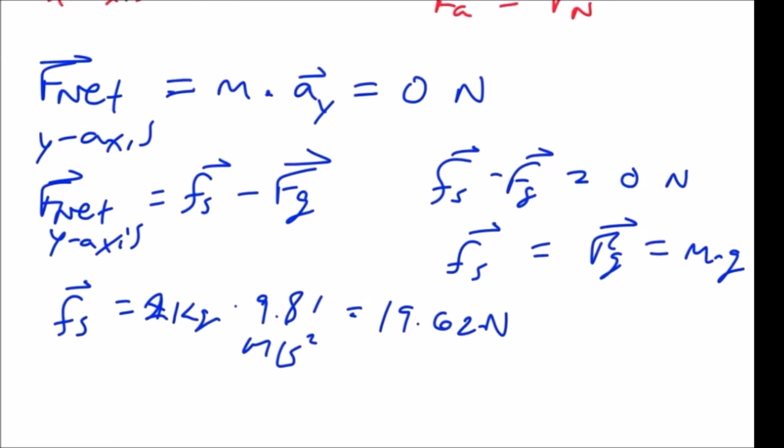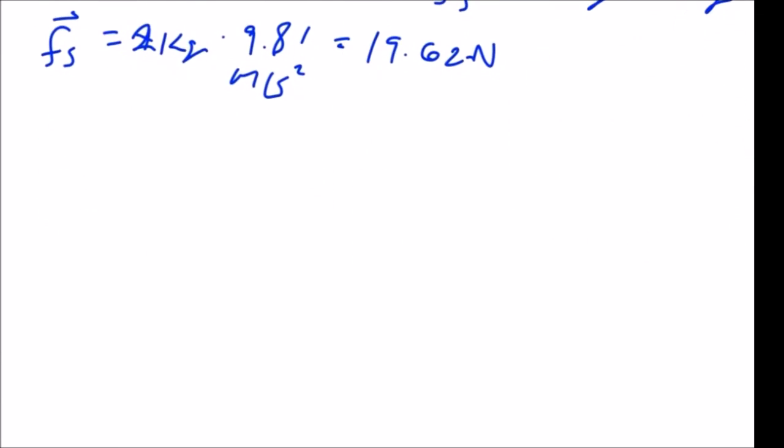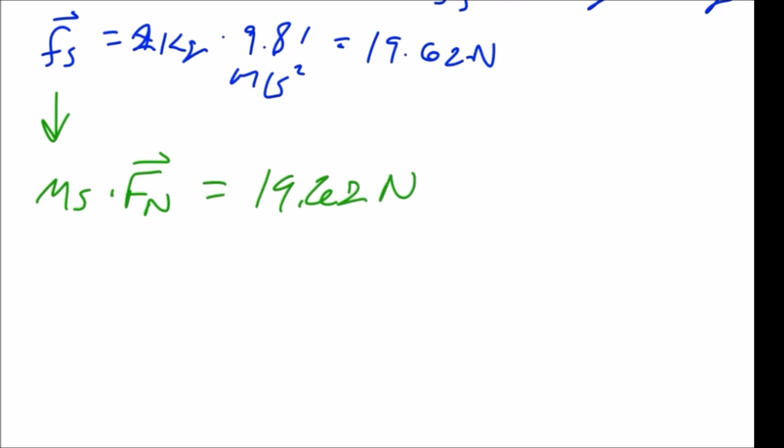Now, static friction has its own formula, doesn't it? Or friction itself has a formula, right? What's the formula for friction? No, that's for the mu. I want the force of friction's formula. Perfect. Mu times the normal force is equal to friction, and we know that friction is also equal to this 19.62 over here. What is the mu in this case? 0.3. So we can say 0.3 times the normal force equals this force of gravity over here.